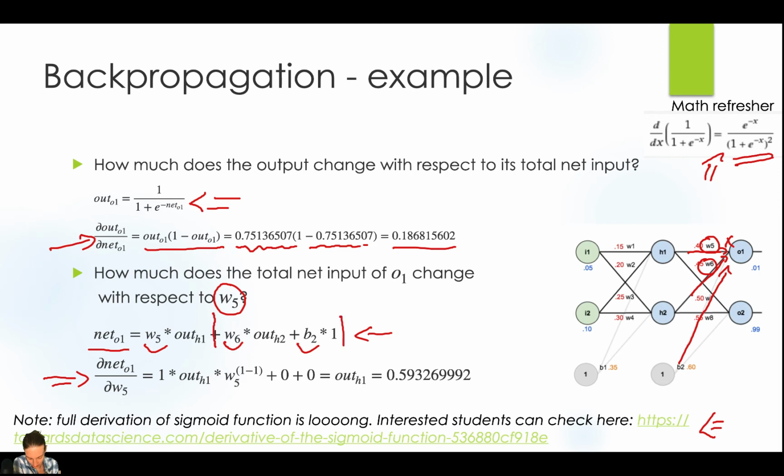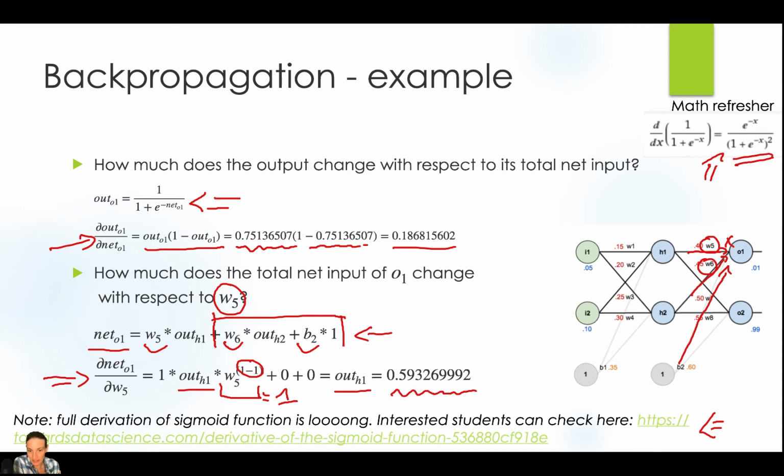First of all, these terms become 0 because they're just constants and they don't contain the variable W5. And then here we have W5 times out H1. Taking the partial derivative of that just becomes W5 to the power of 1 minus 1, which equals 1, times the constant here. Meaning this is just out H1, which we had calculated before.